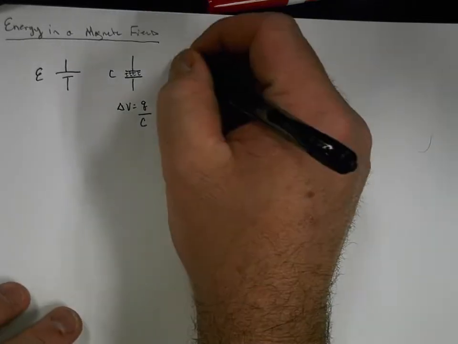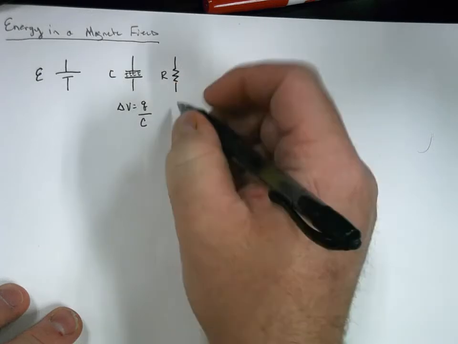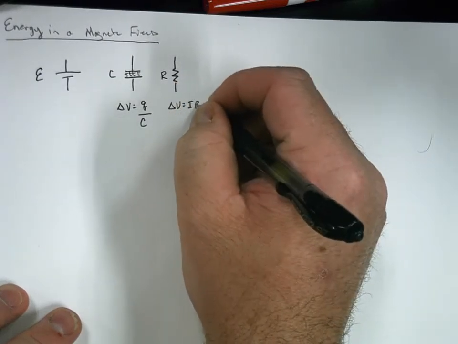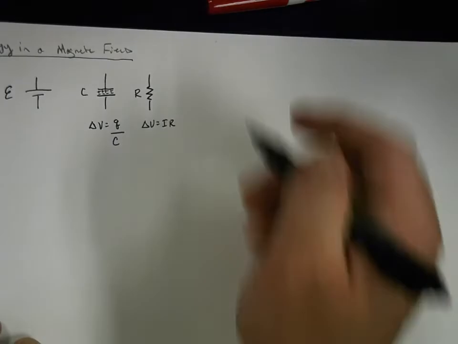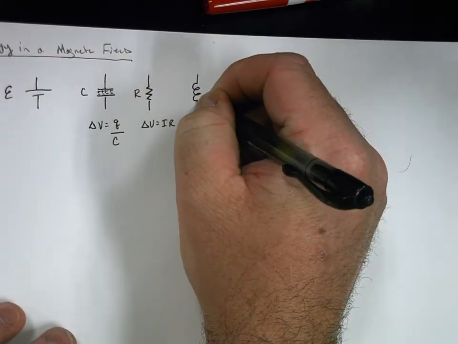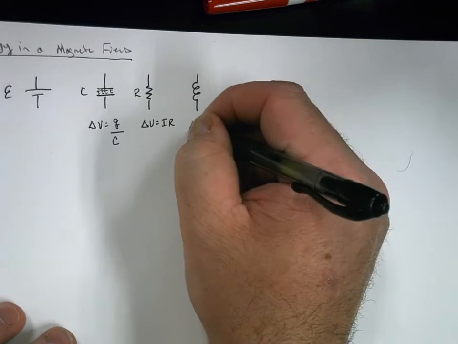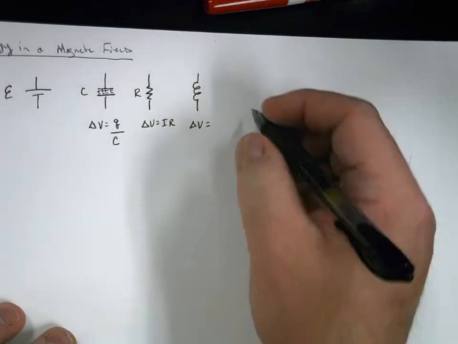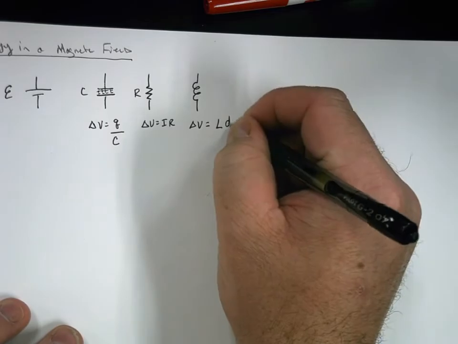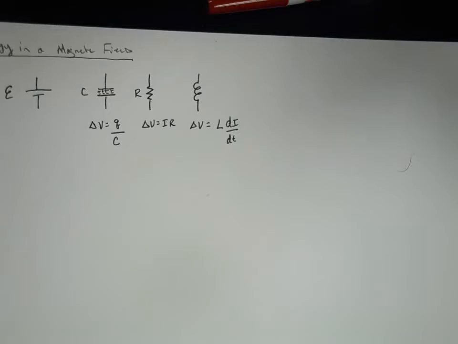We have a resistor, and our delta V is equal to the current times that resistor. And then finally we have our new thing, which is the inductor. And this has its own delta V, which is given by the inductance times the rate of change of the current.